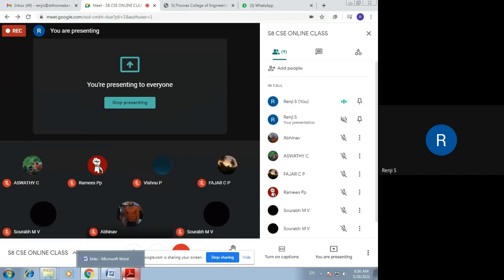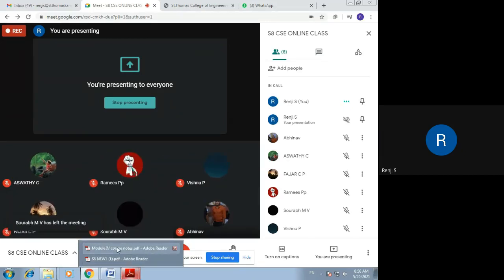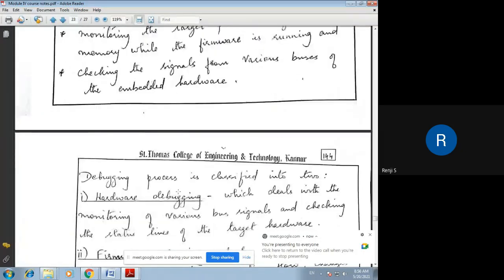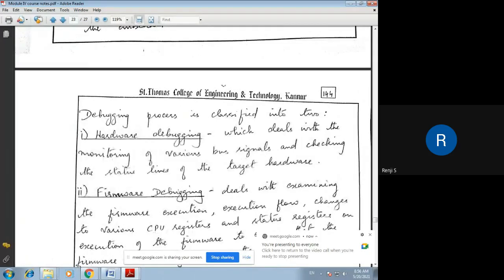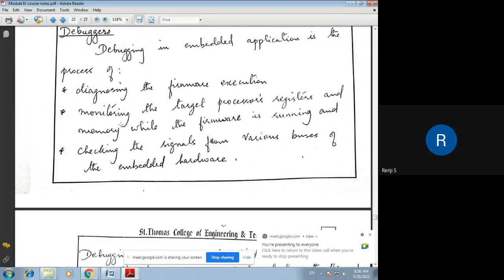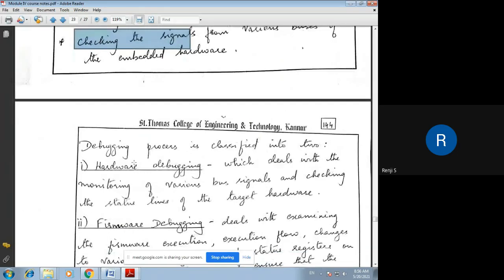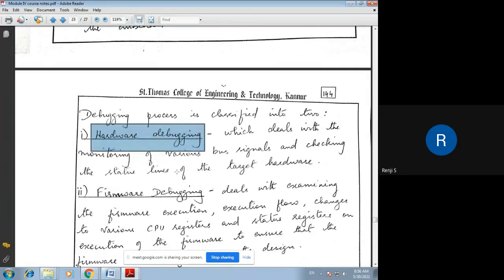So we have completed some of the techniques. I will just go through it once again. As we know, debuggers are programs which are used to find bugs in other programs. We have discussed the three main functionalities of debugging: diagnosing the firmware execution, monitoring the target processor's registers, and checking for signals. We classified the debugging process into two: hardware debugging and firmware debugging.